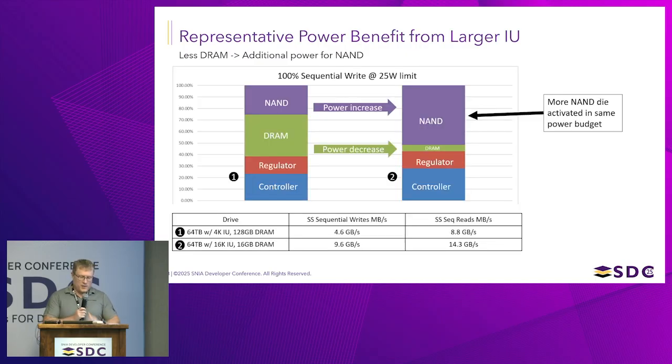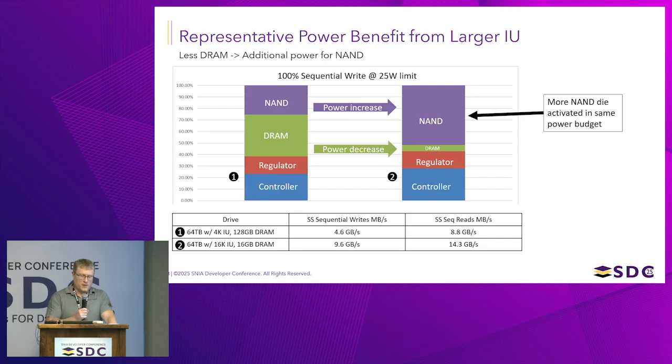So power budget, here's an example: a 25 watt, 64 terabyte drive with two different IU sizes, 4K and 16K. One necessitates a lot more DRAM. Here it's kind of extreme, it's 128 gigabytes of DRAM. That may actually be a real solution if you wanted to keep the 4K mapping because you need to match the sizes and the way the units are bought and placed on the drive. But it's pretty extreme. So you've got 128 gigabytes of DRAM versus 16.